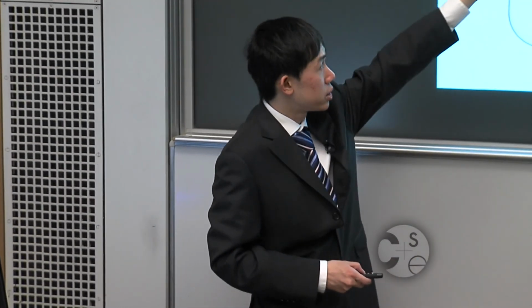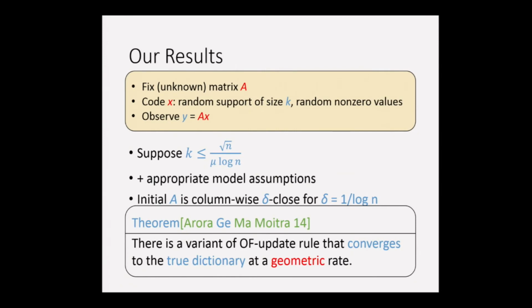And also notice that our requirement is the sparsity can be at most square root n over mu log n. That is almost optimal because even if we knew the dictionary matrix, even if I give this dictionary matrix A to you and ask you to just find the sparse code X, we would need the sparsity to be square root n over 2 mu, so we are only a log factor away from that.